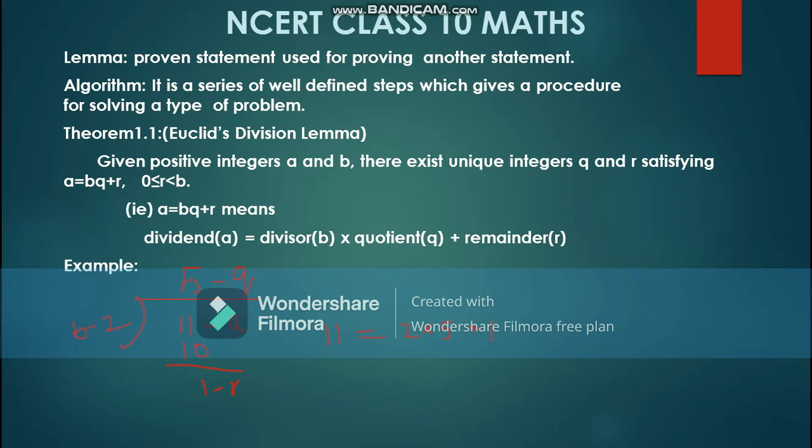Any number can be written in this form using Euclid's division lemma, and we can also use Euclid's division lemma to find the HCF. We can use Euclid's division algorithm to find the HCF of any 2 or 3 numbers.